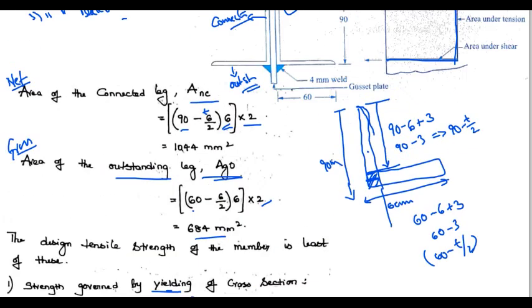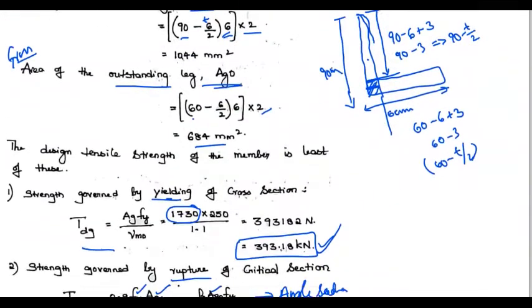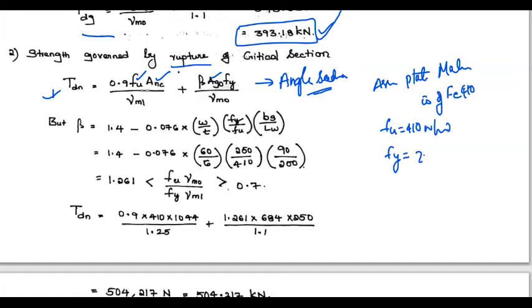See here, he did not mention anything about the grade of steel. Did he mention what type of steel it is? Is it a mild steel? Is it a steel of grade Fe415 or something like that, 410? No. So you assume that the plate material is Fe410. So the ultimate strength Fu will be 410 Newton per mm square and Fy will be equal to 250 Newton per mm square in this case.